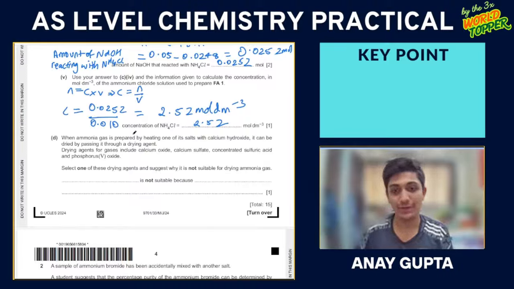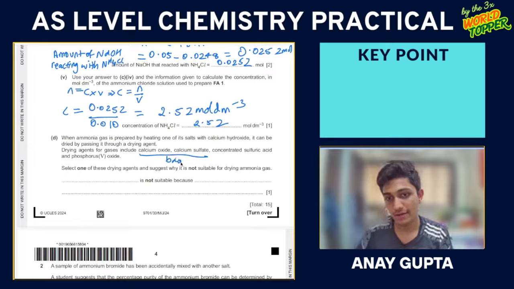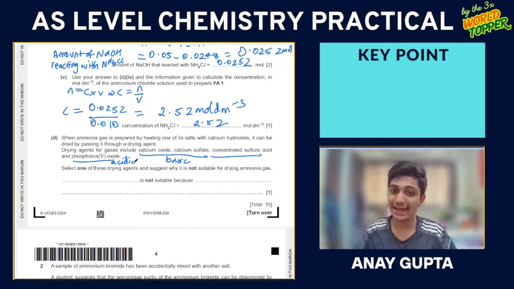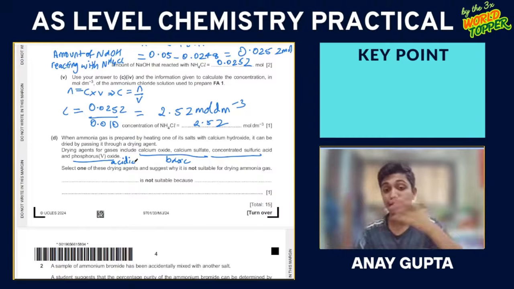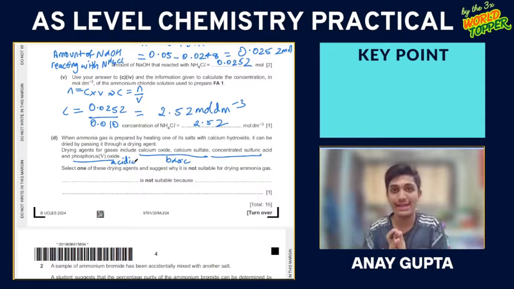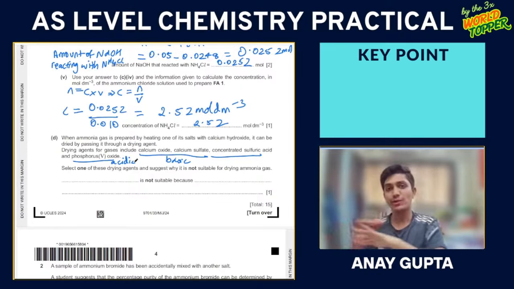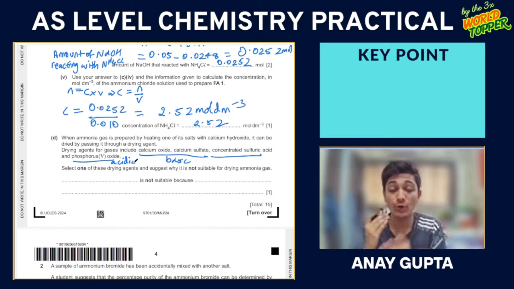So if you notice, what differences can we take out of these solvents or solutes? Okay, now we just have to find the difference between these compounds. So if we notice, these compounds are basic, and these two compounds are acidic, right? Now we know that ammonia is a basic gas. So if we use an acidic drying agent, then there will be a neutralization reaction. There will be an acid base reaction which will just neutralize the ammonia gas.